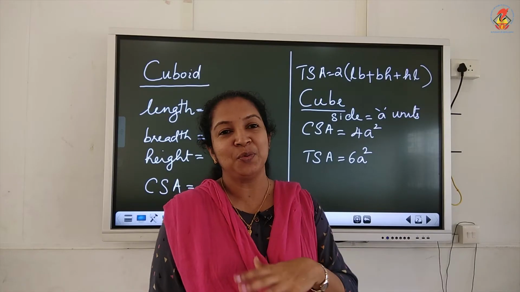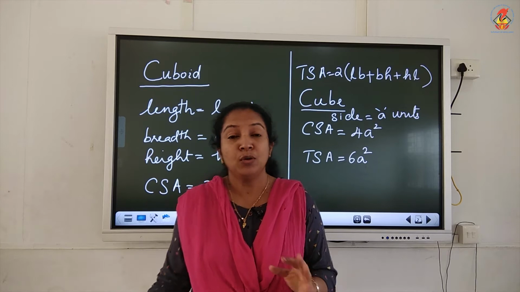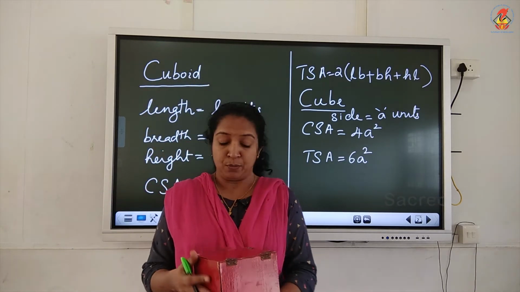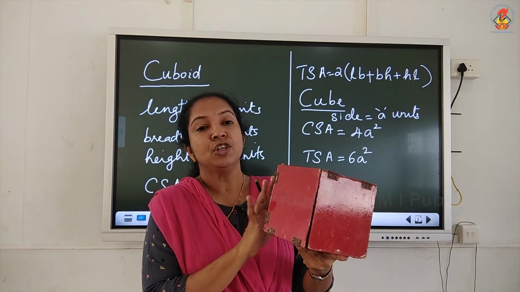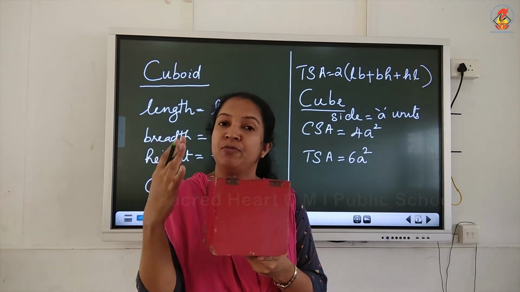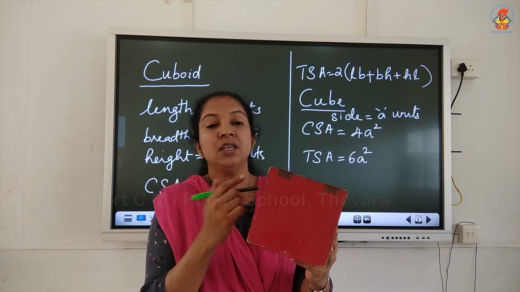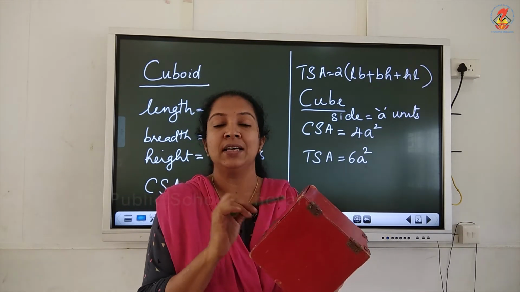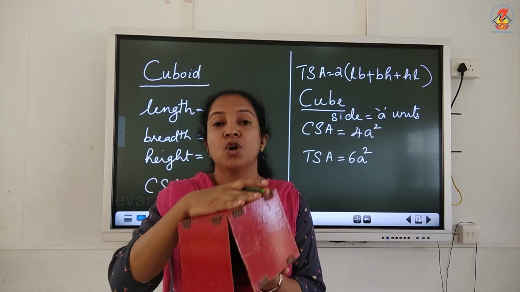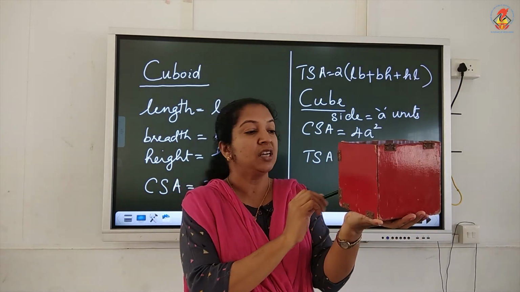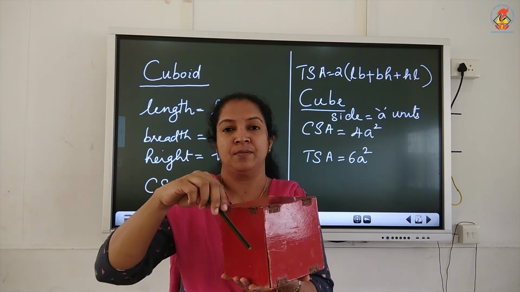Actually, this chapter is the continuation of 9th standard surface area and volume, so you know the formula. What do you mean by the CSA? See, this is a cuboid in which how many faces are there? 1, 2, 3, 4, 5, 6 faces are there. These 4 faces are known as curved surface, and these 2 are the bases. So, curved surface area means the surface enclosed by these 4 sides.